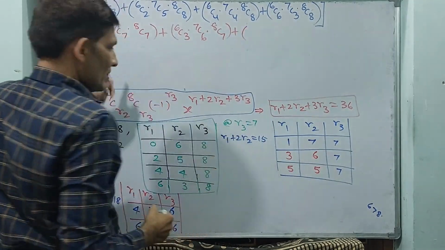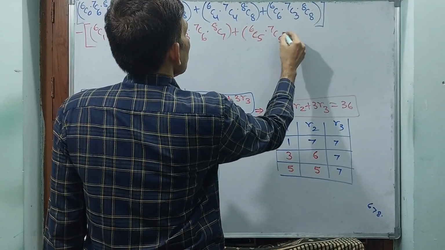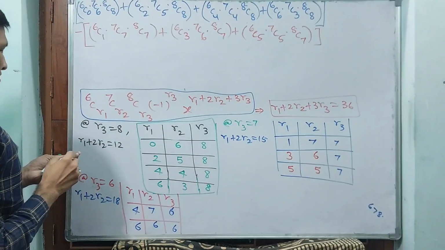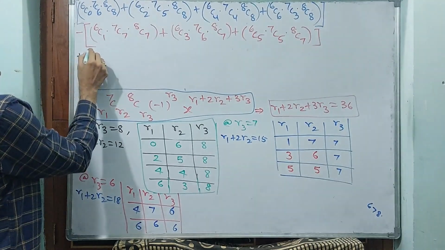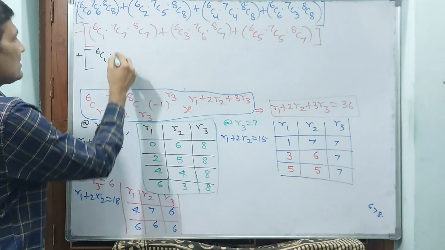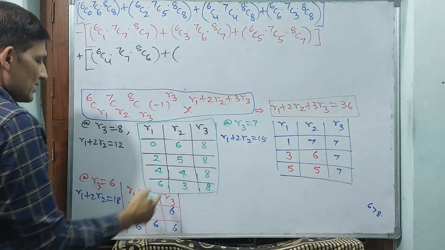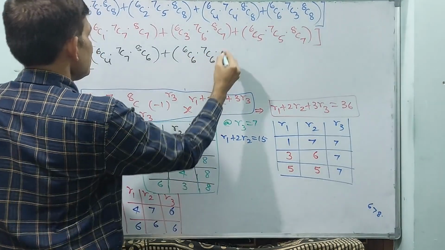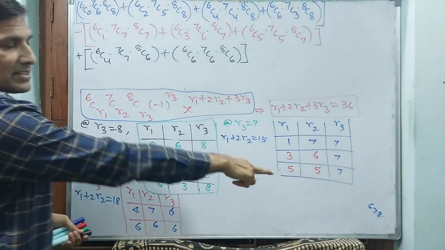Plus 6C5 into 7C5 into 8C7. This is negative. Now we write positive; these two are positive again. Plus I am writing inside, 6C4 into 7C7 into 8C6, plus another one, 6C6 into 7C6 into 8C6. Okay, if you do this, then you are going to get 678.